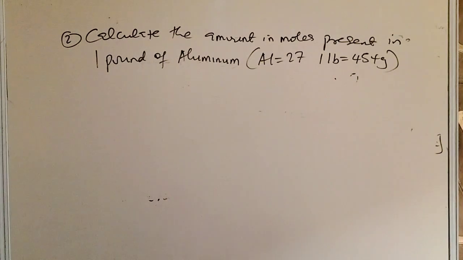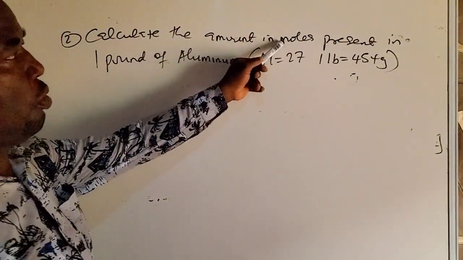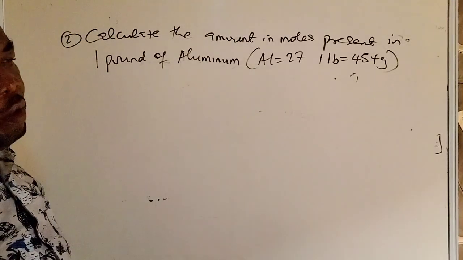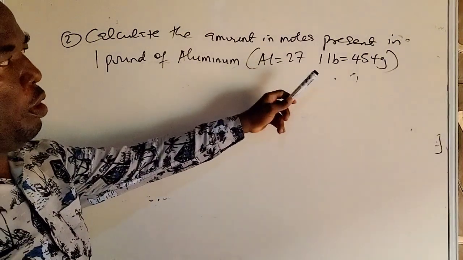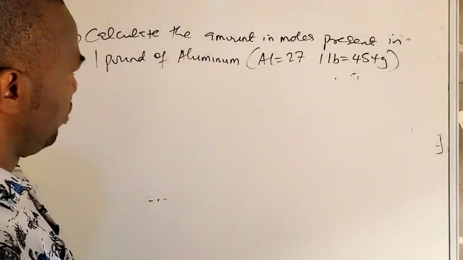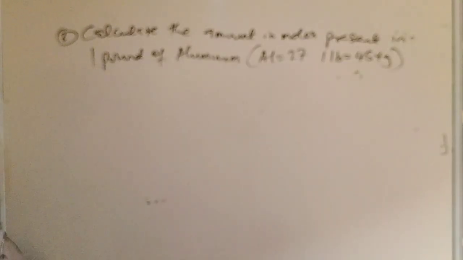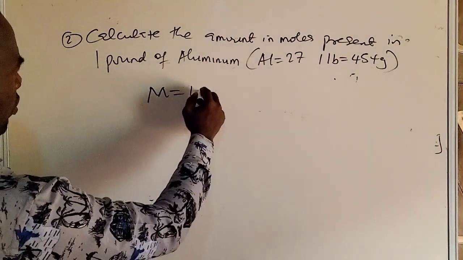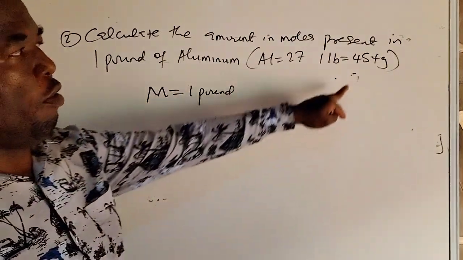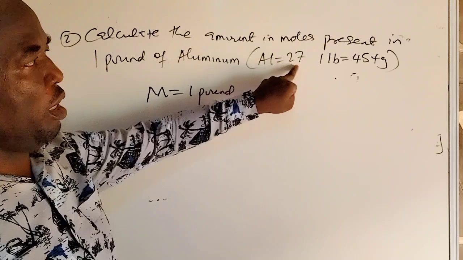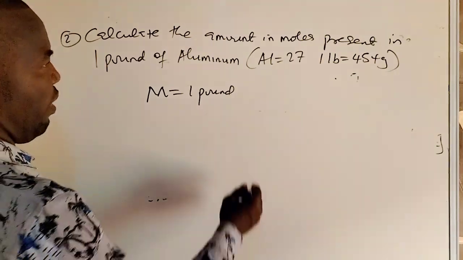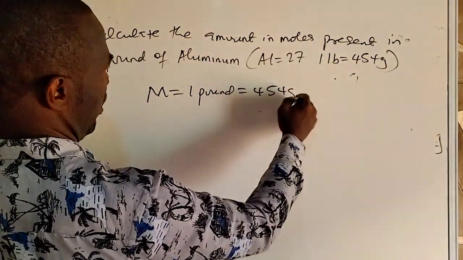We'll go to question number 2 that says, calculate the amount in moles, which is seen as number of moles, present in 1 pound of aluminium. The aluminium atomic mass is 27. Then 1 pound weight is 454 grams. So we look at the mass of aluminium, which is 1 pound. But in chemistry, masses are expressed in grams. That's why you're doing the conversion here, because atomic mass is measured in grams. That's why they give the equivalent. So you convert, and that becomes 454 grams.